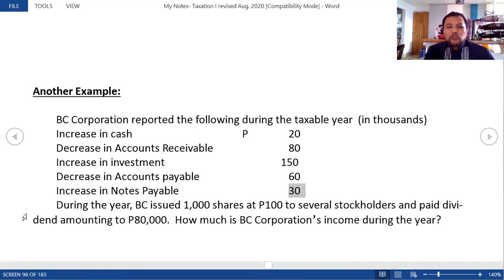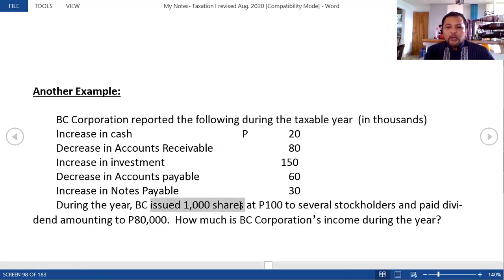There's another piece of information here. During the year, BC issued 1,000 shares at 100 pesos per share to several stockholders and paid dividends amounting to 80,000 pesos. The question: how much is BC Corporation's income during the year? Using the net worth formula, you just consider the effect of these on the net worth. I've stated that already. This one increases, this one decreases the net worth, this increases, this increases, then this decreases the net worth.